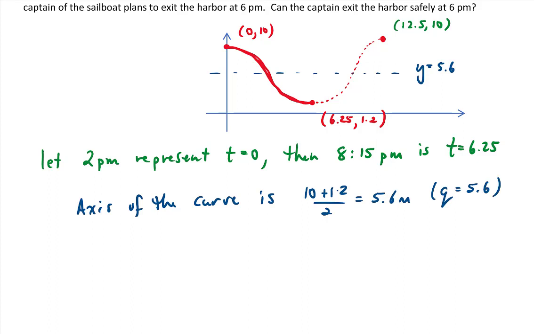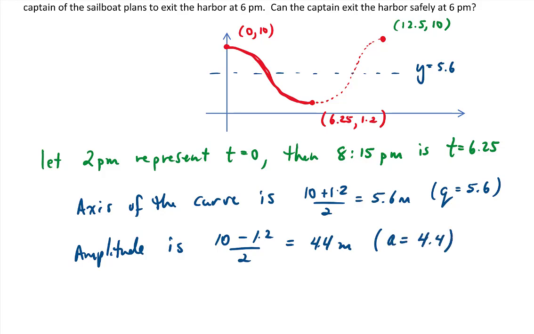Next up, determine the amplitude. The amplitude is the maximum minus the minimum, divided by 2. And for this example, we would get 4.4 meters. The amplitude will give us our A value for our sinusoidal function. And on a graph, here would be our amplitude.